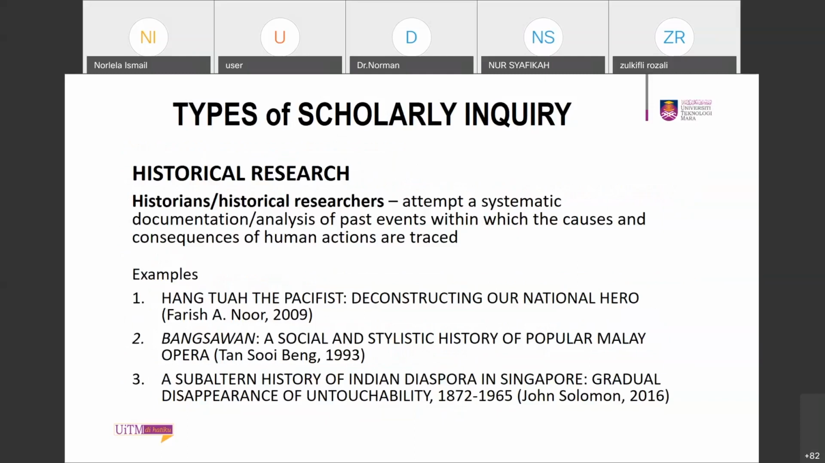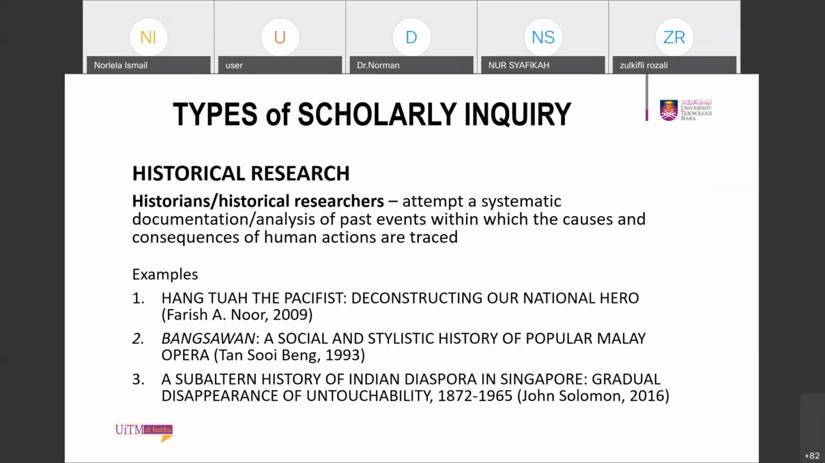And then historical research is the second type of scholarly inquiry. So historians or historical researchers attempt a systematic documentation of the past, within which the causes and consequences of human actions are traced. There are also a number of methods used when it comes to historical research. One of them is historiography. Yeah?